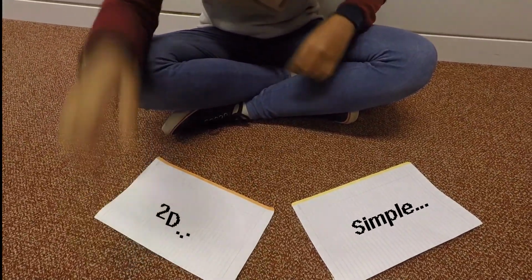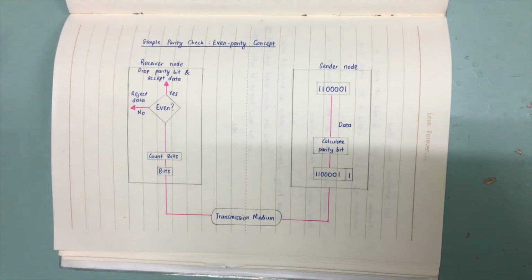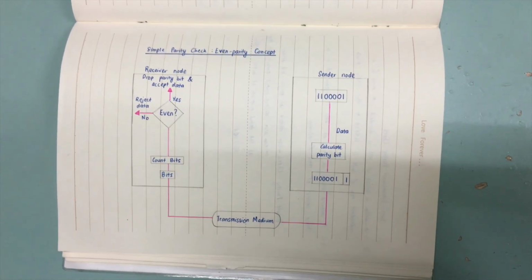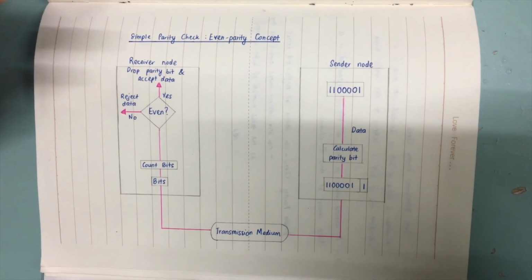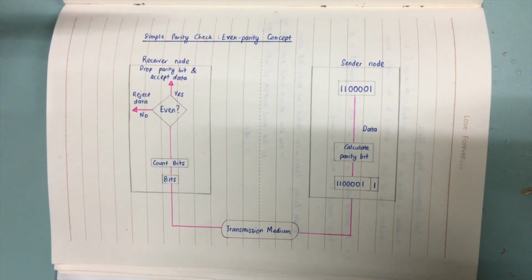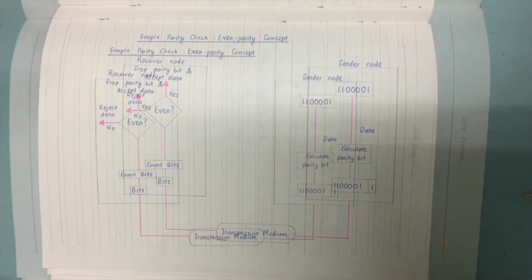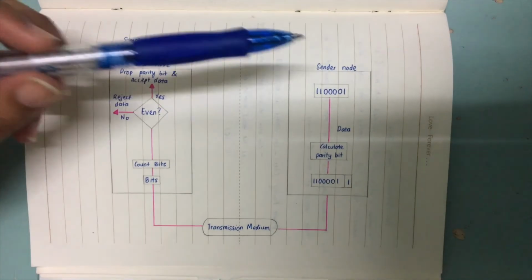Parity check is the most common and least expensive mechanism for error detection. It can be simple or two-dimensional. Simple parity check is where a redundant bit, known as the parity bit, is added to every data unit so that the total number of ones becomes an even or odd number. This is one example for simple parity check. This one is the even parity concept, which is going to check for an even number of ones in the bits.